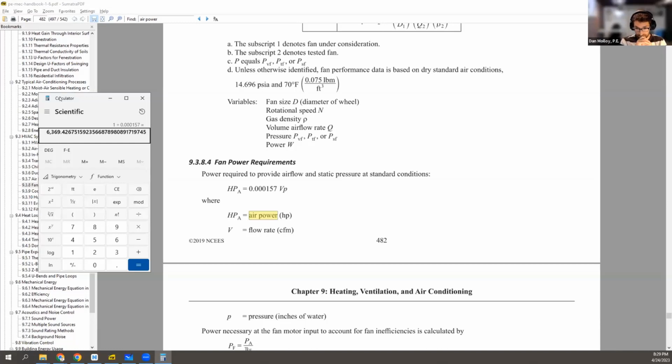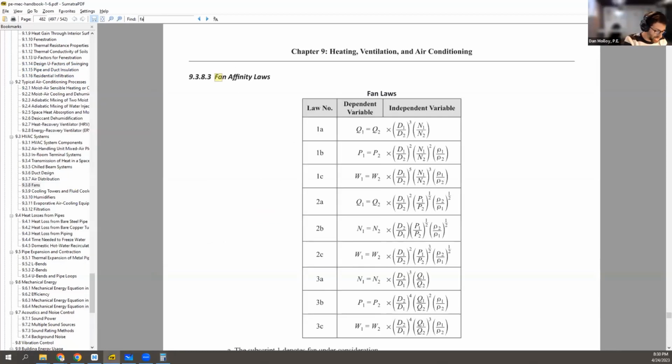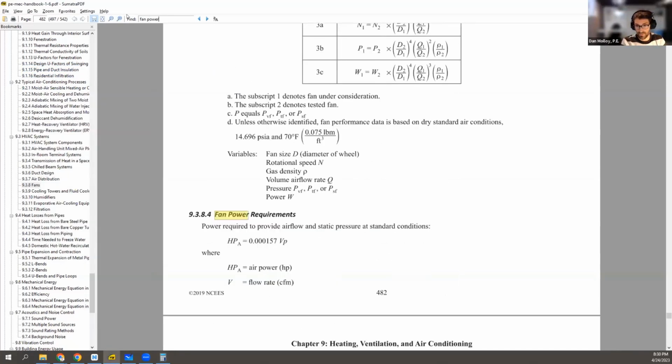Perfect. This comes up under fan power also. What was the search term? Also fan power. So you can use fan power or air power. You get it in a couple different flavors.